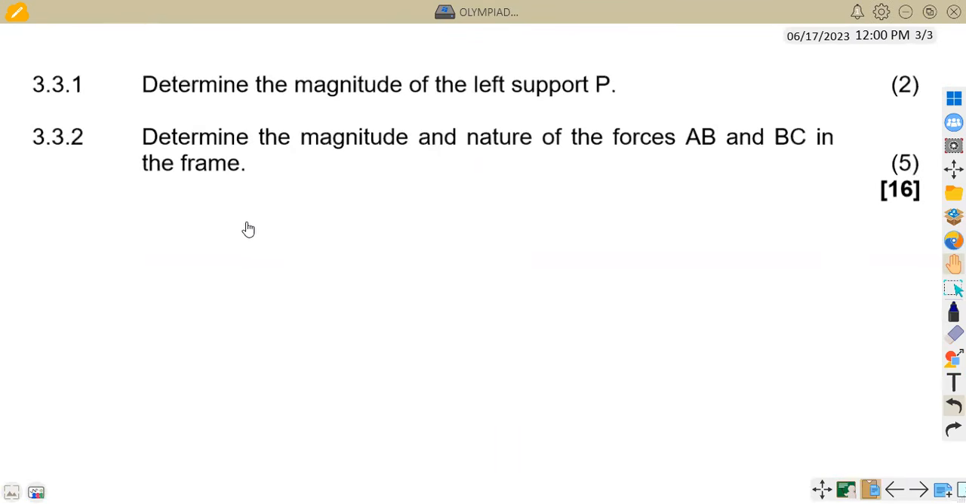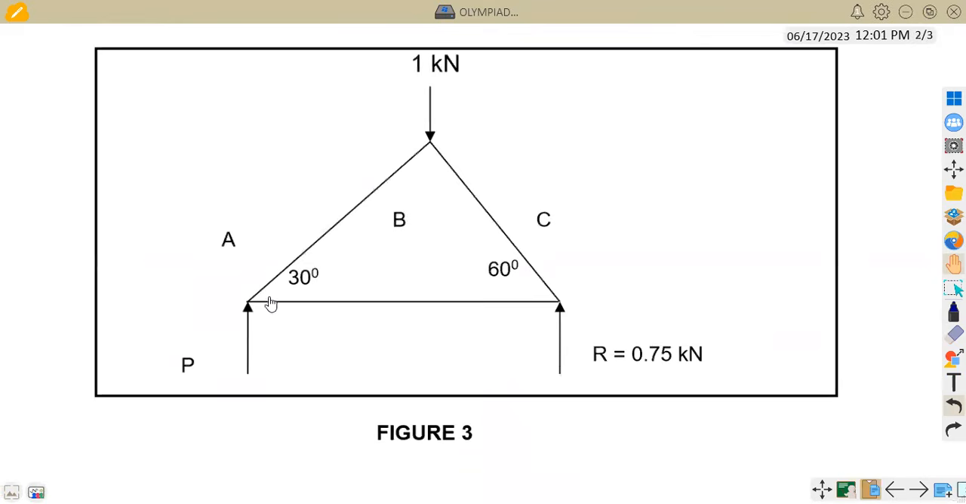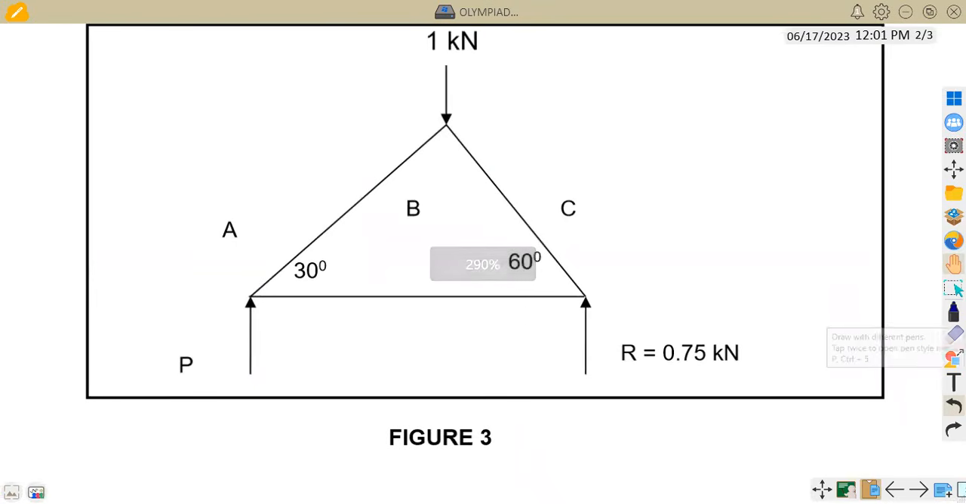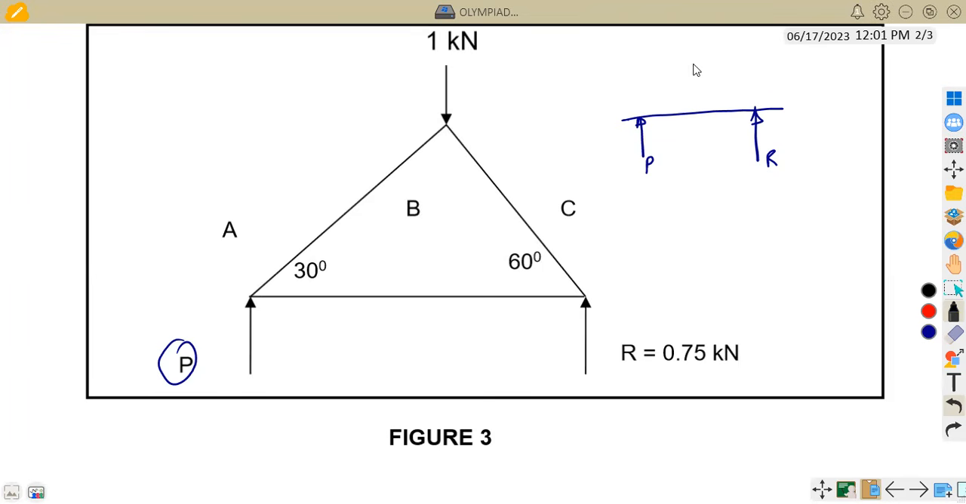The first part of our question is 3.3.1.2: Determine the magnitude of the left support P. So we need to calculate the magnitude of the left support, which is P. As we can see, truly, we do not have P in this case. Which concept can we use? As we can see, these are forces which we can simply take to the horizontal, where we have got the force of P and our R in this case. And we have got this 1 kilonewton applied as a point load, like this. We've got 1 kilonewton, 0.75 kilonewton.